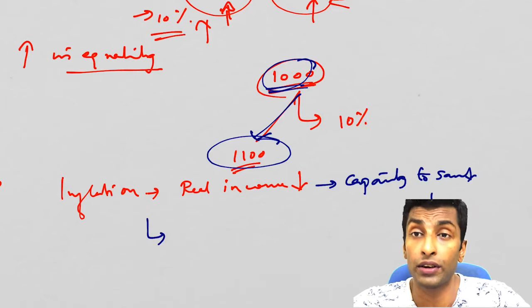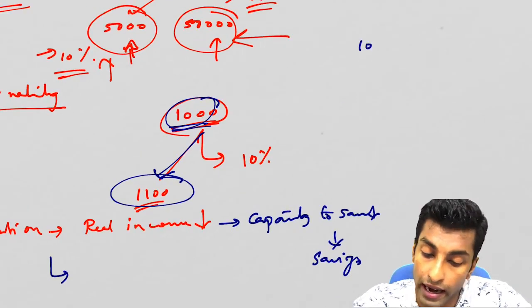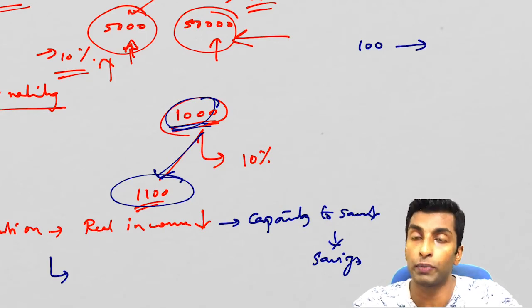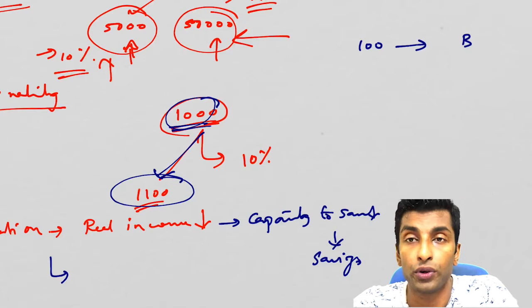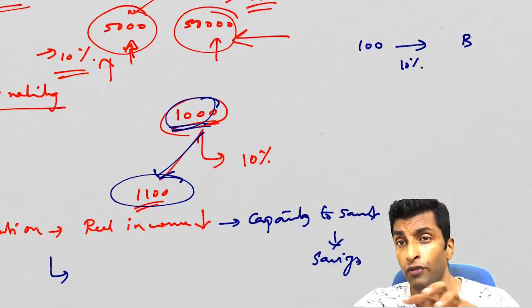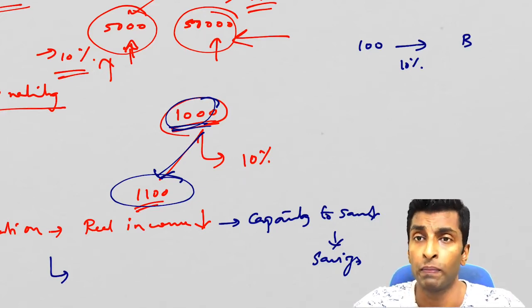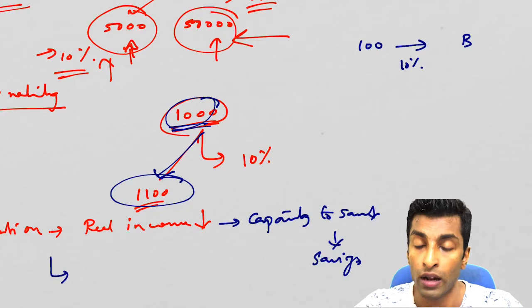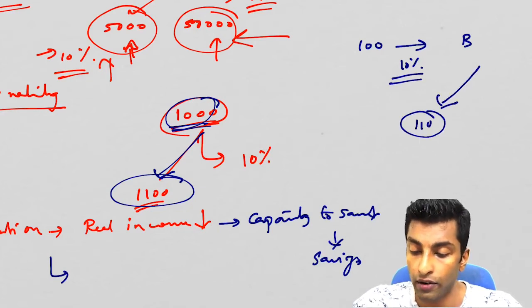What will happen with the real interest rate? Real interest rate will come down. For example, let's suppose you are lending 100 rupees to some person, B, at 10% interest. If you were not lending this 100 rupees, you could buy a 100 rupee item now. With the 10% interest rate, next year you will get 110 from B.